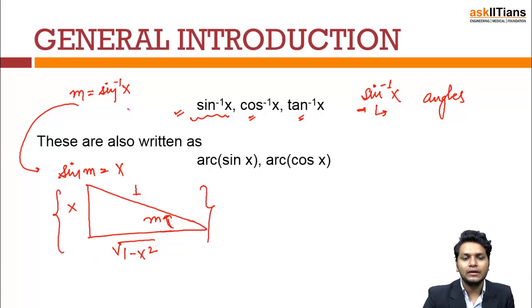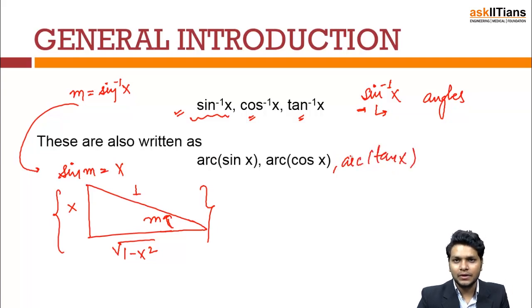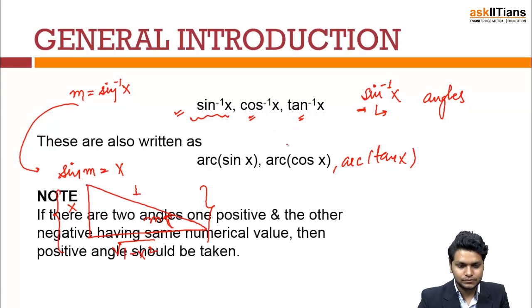Now if I am trying to write cos inverse x, I'll do the same thing for a value that equals cos inverse x. Similarly for tan inverse x. These are also written as arc sin x, arc cos x, and can also be written as arc tan x. Similar things can be repeated for the other three trigonometric ratios which are not on the screen.